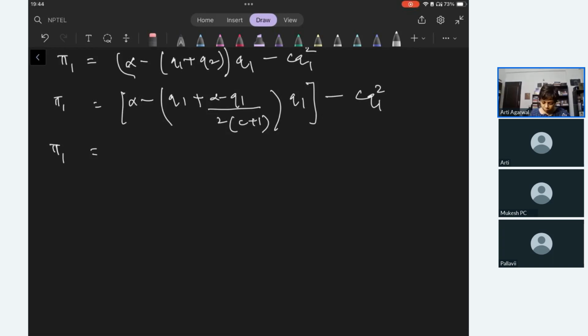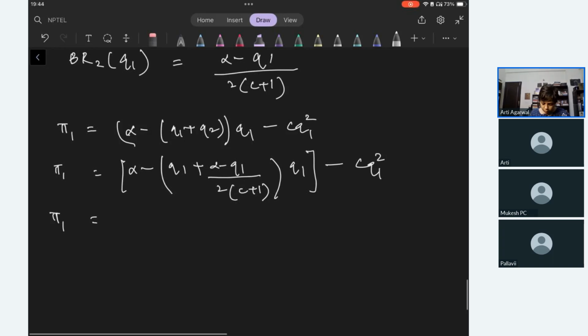Have I made a mistake? Yeah, this is going to be here. The whole thing in the square brackets is the price as a function of Q1, multiplied by Q1 is the revenue of firm 1, minus CQ1 square.